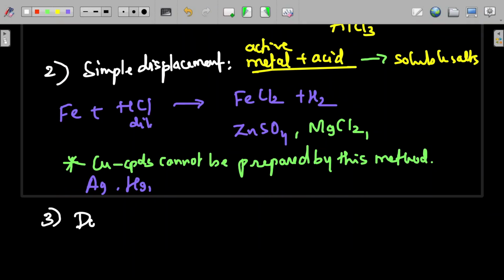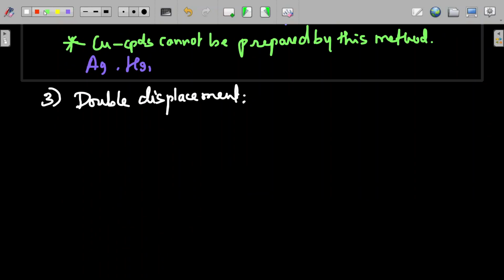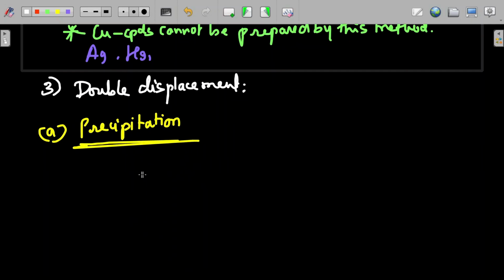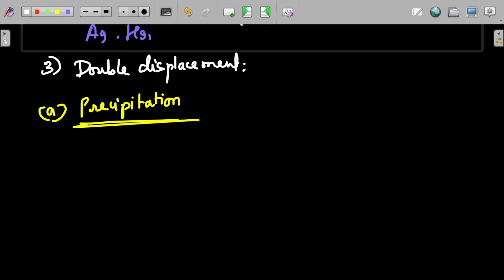Third one, double displacement or double decomposition, both are same. But under this we have specific things. First I will explain precipitation. Under this you will have precipitation and neutralization, both of them under double displacement or double decomposition only. But precipitation, when you have to use precipitation reactions.